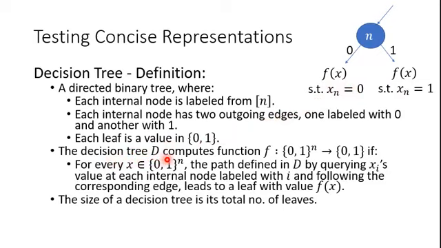So the decision tree D is said to compute function f from {0,1}^n to {0,1} if, for every x in {0,1}^n, the path defined in D by querying x_i's value at each internal node labeled with i, so if we were at a node labeled with n, we would be querying x_n, and following the corresponding edge of what the value gives us, so if x_n gave us 0, we would follow this edge, leads to a leaf with the value f(x). So that's what we say when we say that D computes function f. The size of a decision tree is simply its total number of leaves.